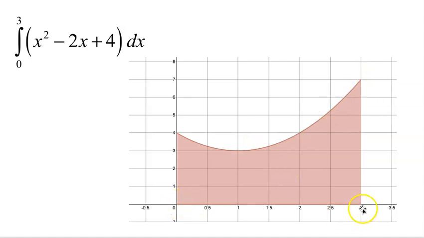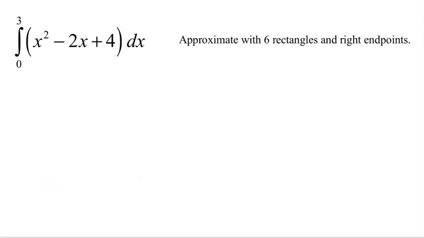X starts at 0 and it goes to 3. This integral represents this area. Now we don't have any geometry that will enable us to do this. The best we can do in the beginning is to approximate. So I'm going to suggest that we use 6 rectangles to approximate, and I always like to use right endpoints.